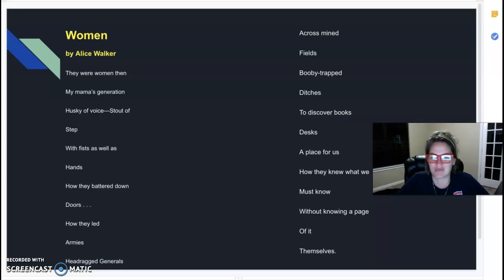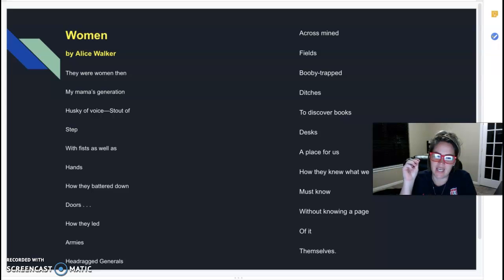See these terms like minefields, generals, booby trap, ditches, armies. I'm talking about these people leading armies. Could it just be that they were fighting for something else? So Walker, the author here, suggests at the end of the poem that they, without knowing a page of it themselves, were fighting for what we must know.